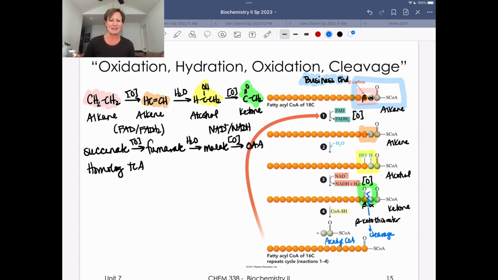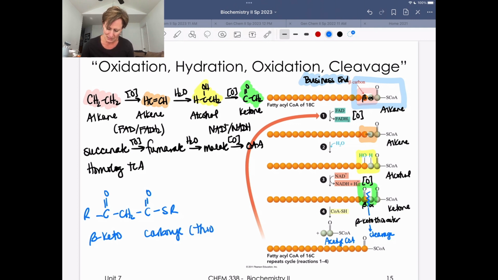Last piece I want to just remind us of here is if we look at the structure of a beta keto something, and in this case we have a beta keto thioester. So we've got a keto group here. This is the rest of the molecule. You've got a CH2 group. And in this case, we've got a thioester. So when we have a beta keto group, any type of beta keto carbonyl containing functional group, in this case a thioester, we have lability between the alpha and the beta carbons.